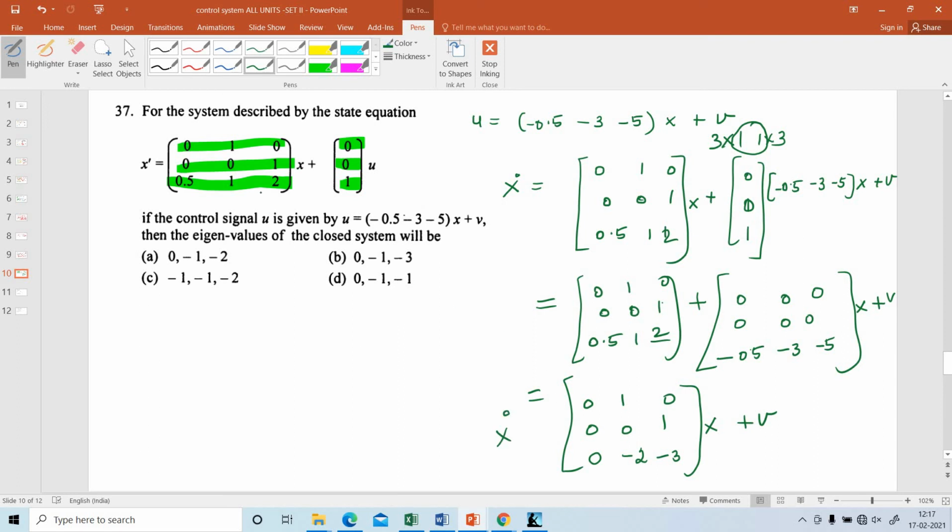The question is then the eigenvalue of the closed loop system. Here I am going to find the trace of the matrix. So what is this trace? 0 plus 0 minus 3. If we add all the eigenvalues, I will get minus 3, that is the correct one. So option A minus 3, option B minus 4, option C minus 4, option D minus 2. But only option A gives minus 3. Option A is the correct answer.